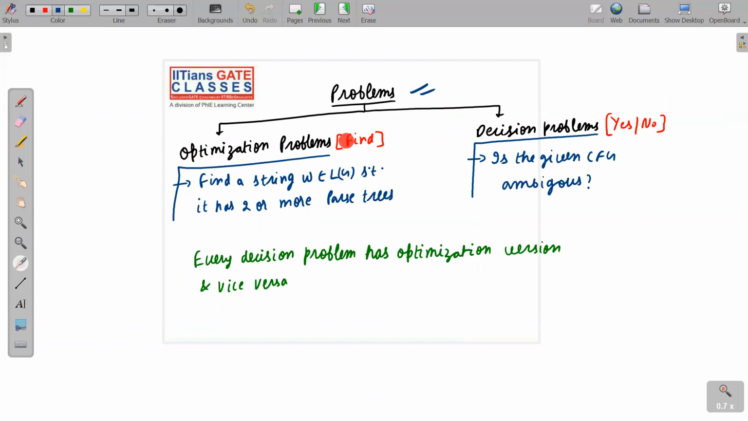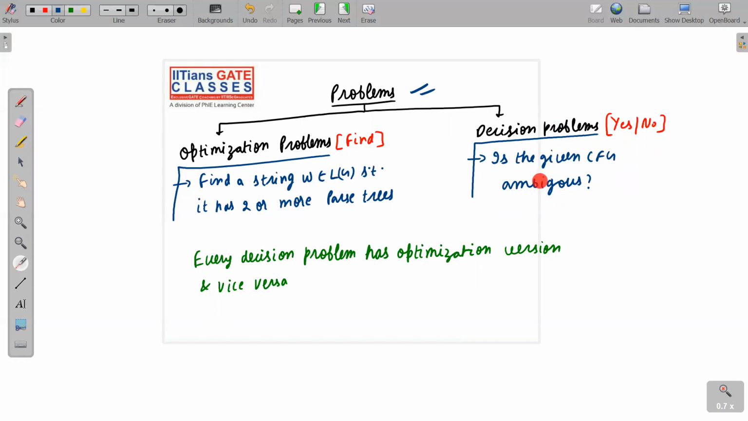Optimization problem is a finding problem, that means you want to find something. And decision problem is yes or no, that means the output is either yes or no. As the name implies, decision means yes or no. An example of a decision problem is: is the given CFG ambiguous? You are given a CFG, and you want to find whether it is ambiguous or not. The answer may be either yes or no. This is a decision problem.